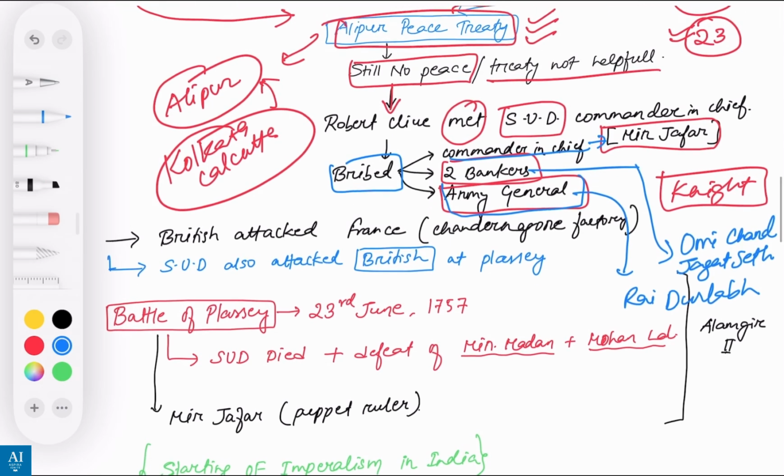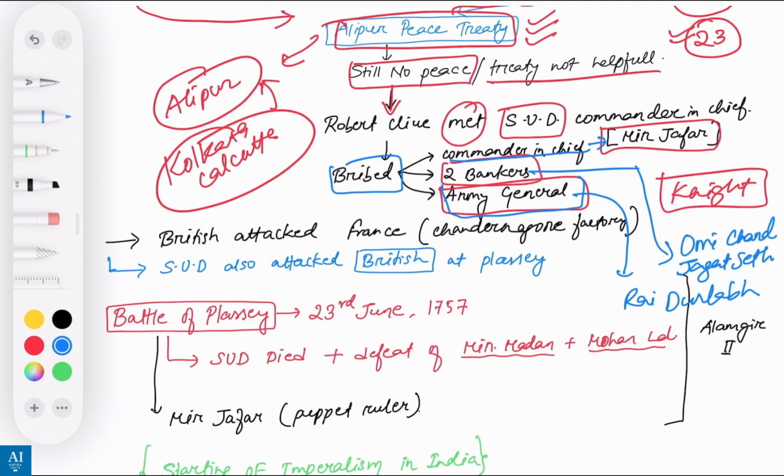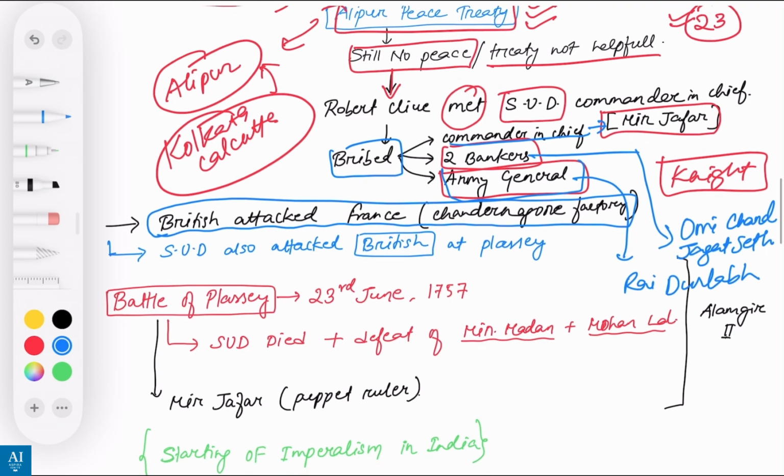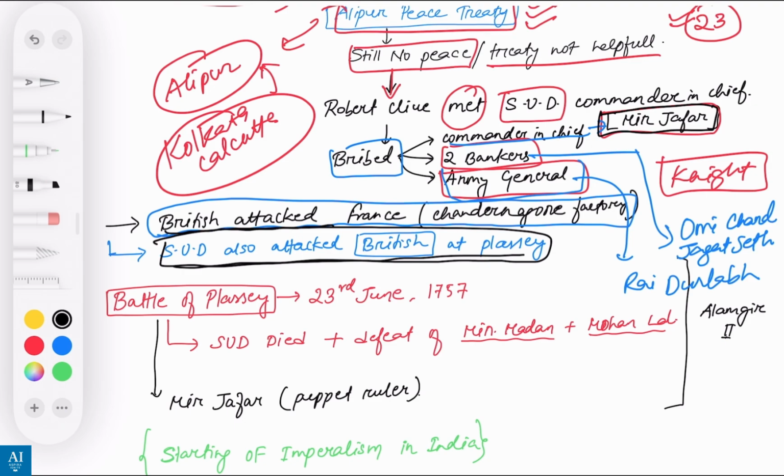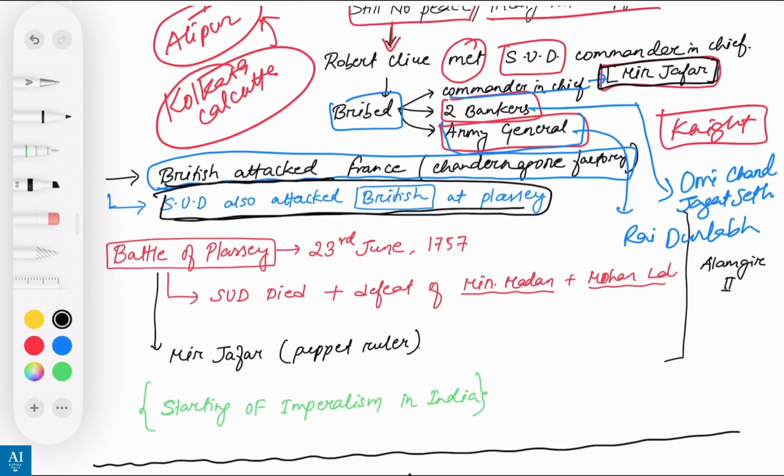And during that time, as we saw in the last video, the British attacked the French at the Chandernagore factory. So at that time, Sirajuddaulah thought that the British were already at war, so let's attack the British at Plassey. The British were already in alliance with the generals of Sirajuddaulah, but that thing was not known by Sirajuddaulah. That's why when Sirajuddaulah attacked the British at Plassey, he was humiliated at Plassey. So the Battle of Plassey took place on 23rd June 1757.